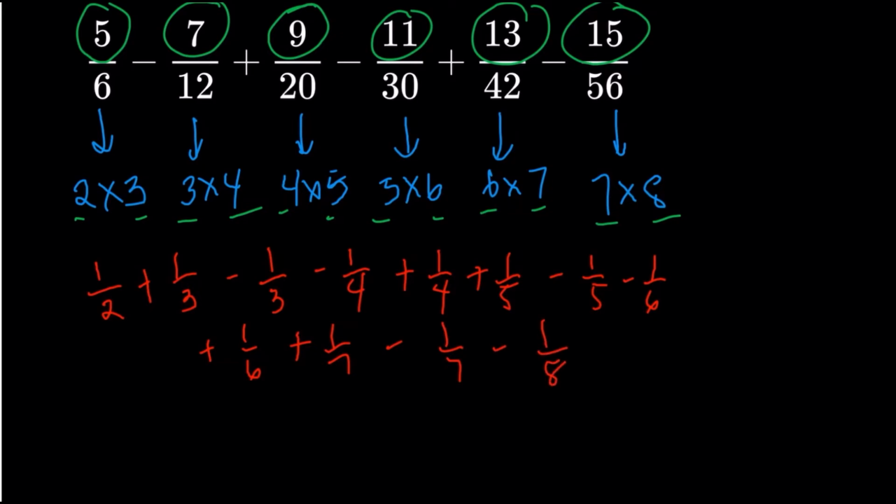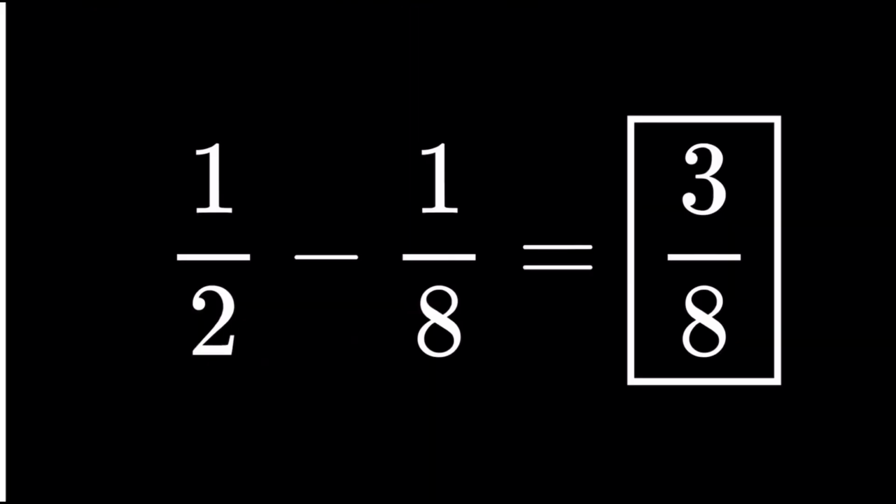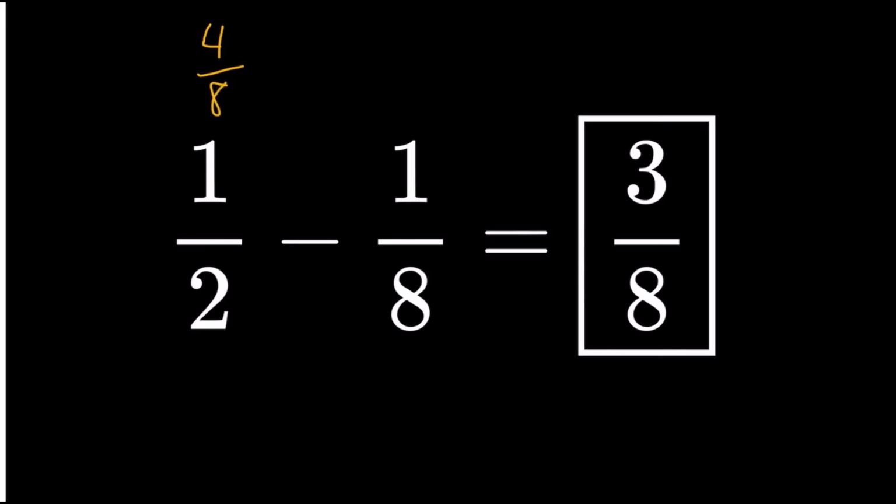And here is where the nice observation comes in, because it is an example of a telescoping sum where terms will get cancelled like this. So the 1/3, the 1/4, the 1/5, the 1/6, the 1/7 are cancelled. What remains is just 1/2 and the minus 1/8. So that's a very simple difference of two fractions. 1/2 minus 1/8, we can write it as 4/8 minus 1/8, and that gives us 3/8. And this will be our final answer.